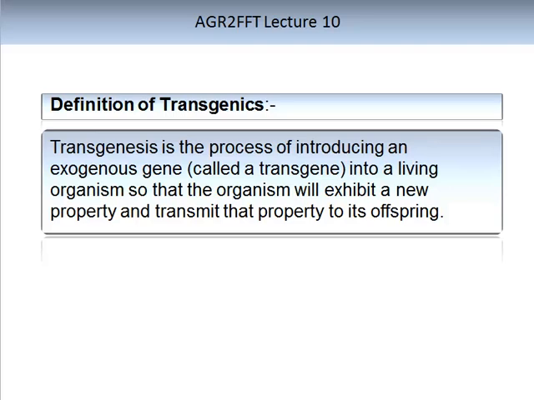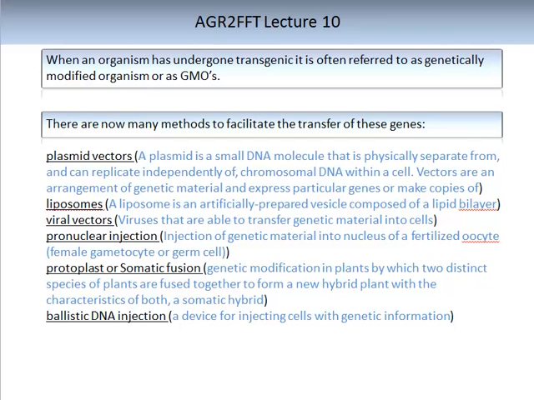If I say this in more simple terms, what I am describing is taking a gene that encodes for a trait that we want and putting this gene into another organism where that trait can be expressed. When an organism has undergone a transgenetic, it is often called a genetically modified organism, and you will see this abbreviated to GMOs.